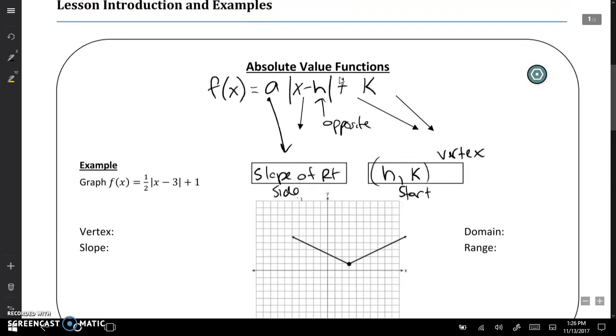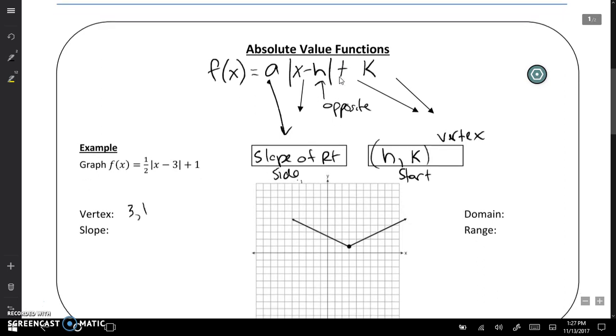For this example, the vertex is the point (3, 1). So we're going to graph the point (3, 1). The slope is your a value, so that's 1/2. From this point, you go up 1 over 2, up 1 over 2, up 1 over 2. Now to get the other side, you go up 1, back 2, up 1, back 2, up 1, back 2. And then there is your absolute value equation.